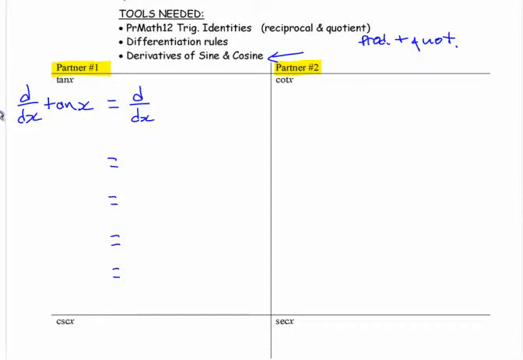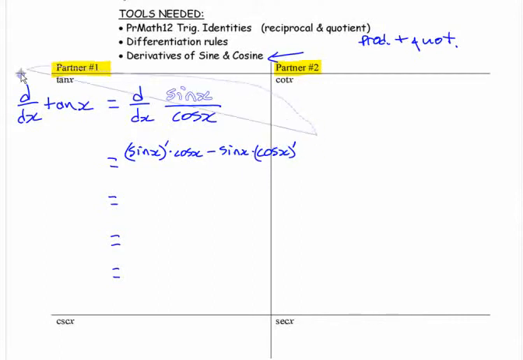Do you want to check the first one just while you're working on it? I'll write the first one out here maybe. You make that sine x over cos x. And then use the quotient rule. And perhaps we should do this.